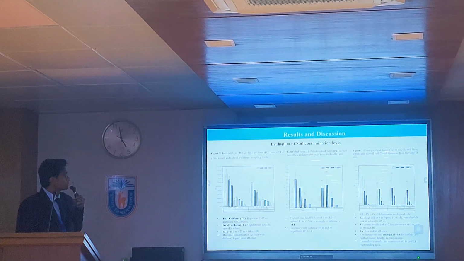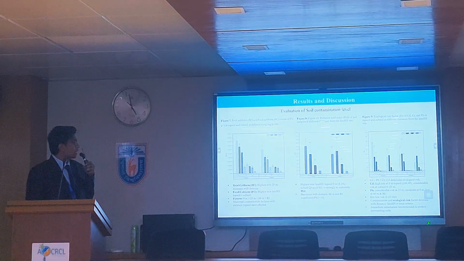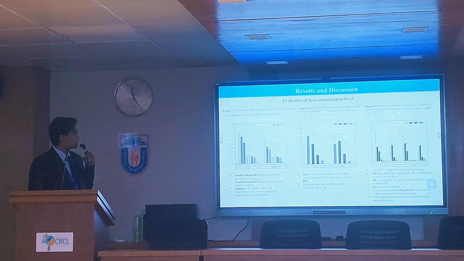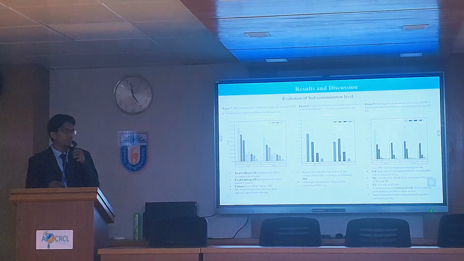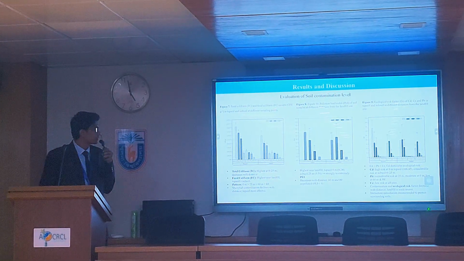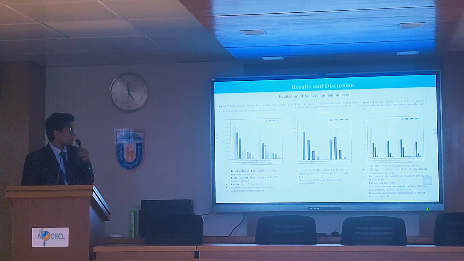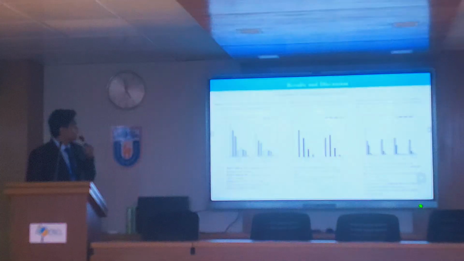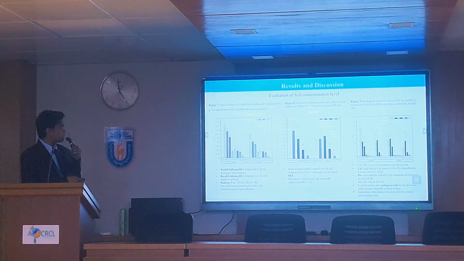Next, lead is a considerable risk at 25 meter, moderate at 0 meter, and low at 60 meter, as well as in the reference site. I should say here that the reference site was the uncontaminated site. Okay, and chromium is low risk at all sites.